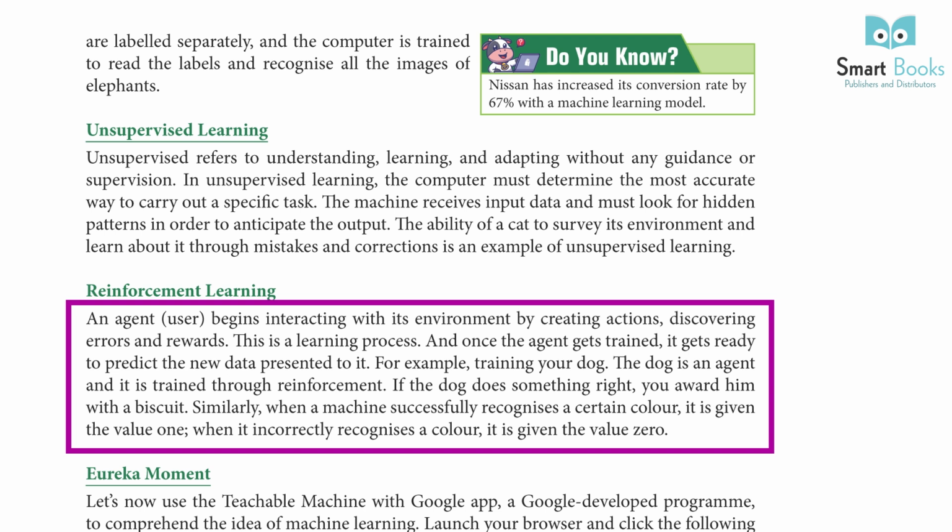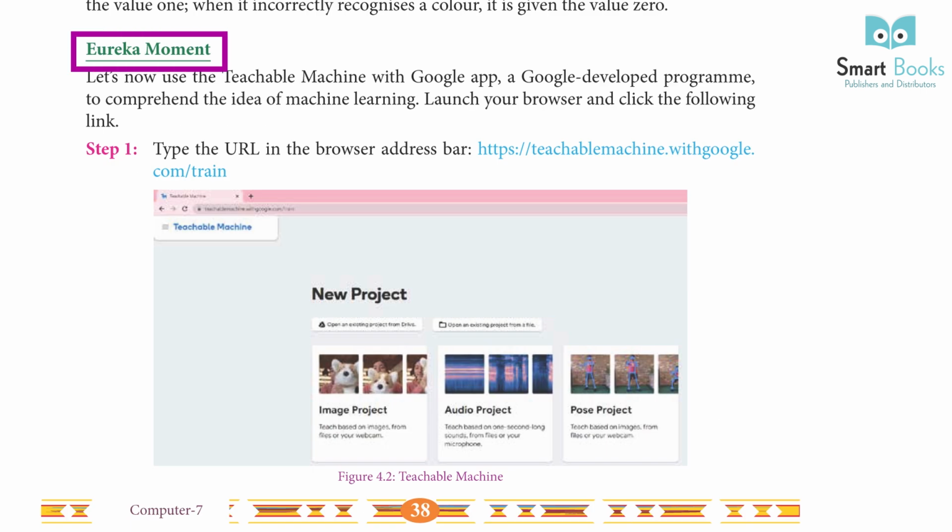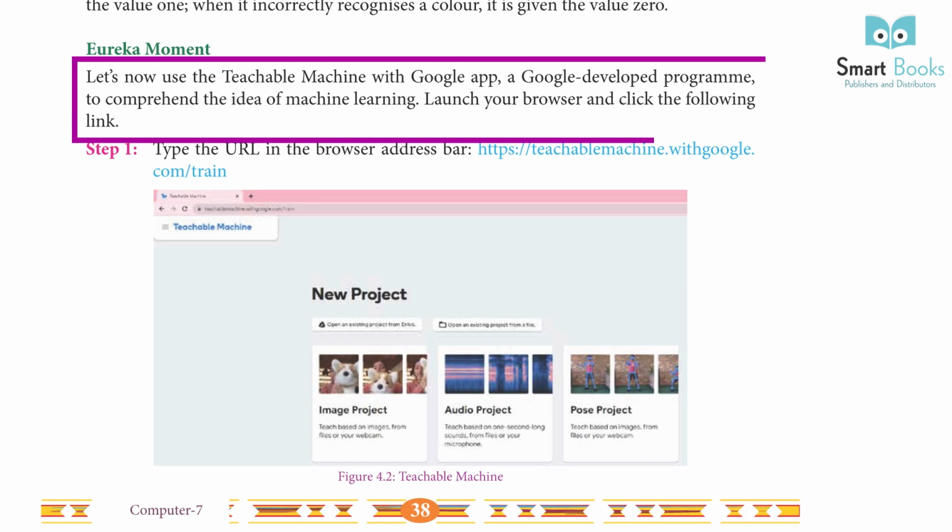If the dog does something right, you reward him with a biscuit. Similarly, when a machine successfully recognizes a certain color, it is given the value 1. When it incorrectly recognizes a color, it is given the value 0. Eureka moment. Let's now use the Teachable Machine with Google app, a Google developed program to comprehend the idea of machine learning.